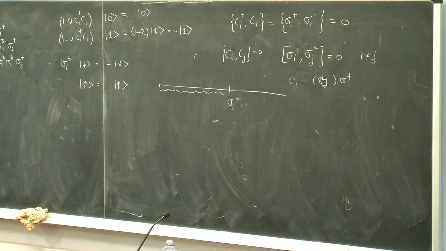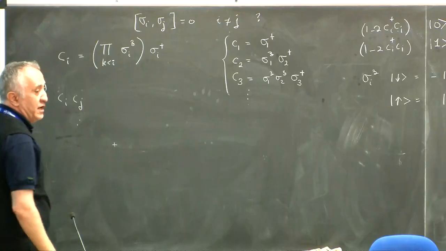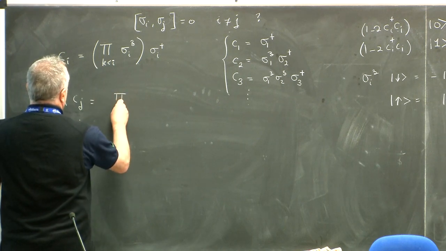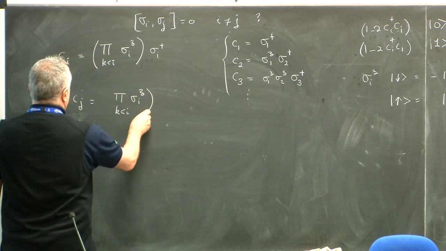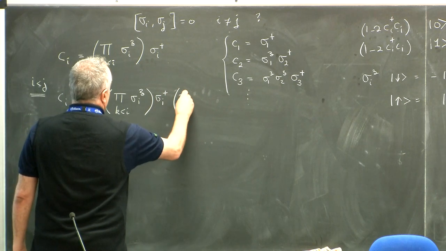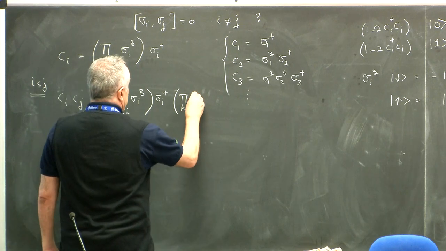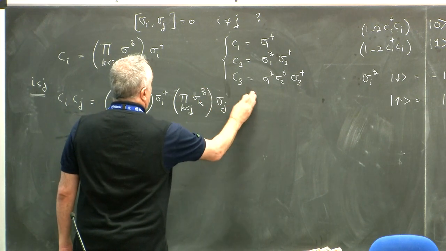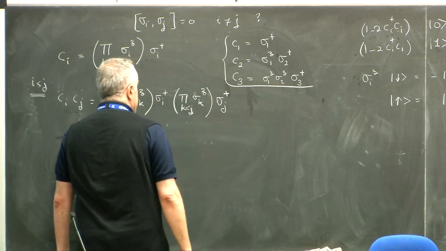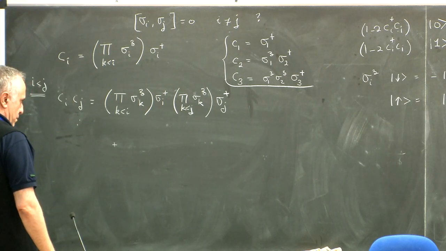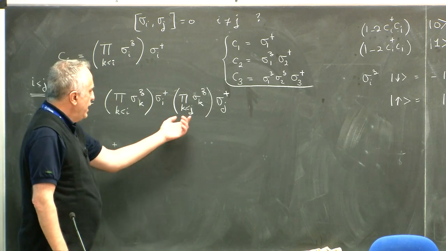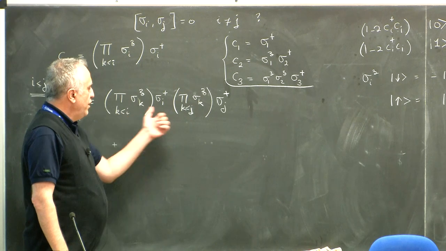So what I need to show is that now this combination, if I take this combination and just use the Pauli matrix rules, will give me an anti-commuting Ci, Cj. This is what I want to show. So it's equal to product over k smaller than I of sigma k z, sigma I plus, product over k smaller than j of sigma k z, sigma j plus. So here, k smaller than j means from 1 up to j.